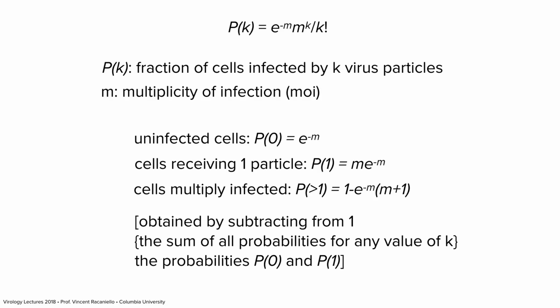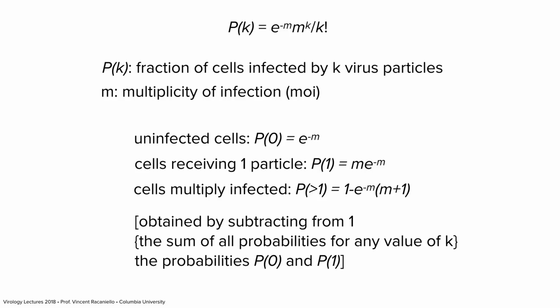And here's the formula. It's very simple. It's got P_k on one side. P_k is the fraction of cells infected with k virus particles. So k is the number of virus particles, and there's several ks here in this formula. m is the multiplicity of infection, and e, of course, is the natural logarithm. So an example of this, we could set k to 0. If you want to know the number of uninfected cells in a culture, you set k to 0, and the equation works out to e to the minus m.